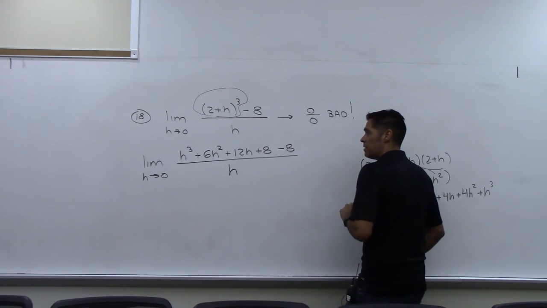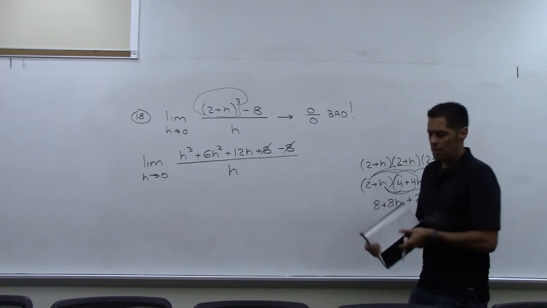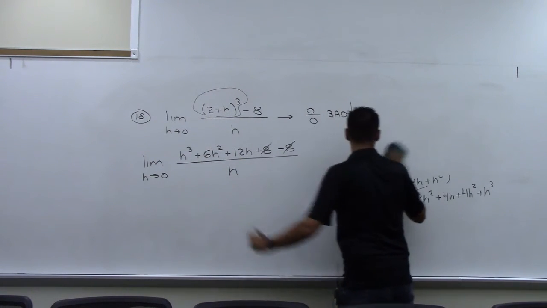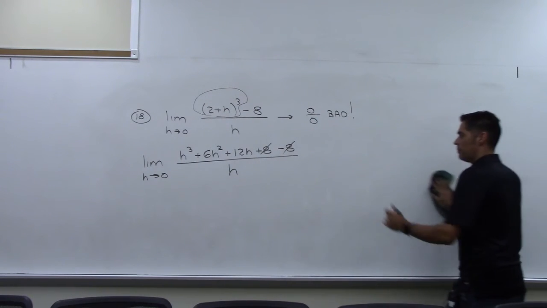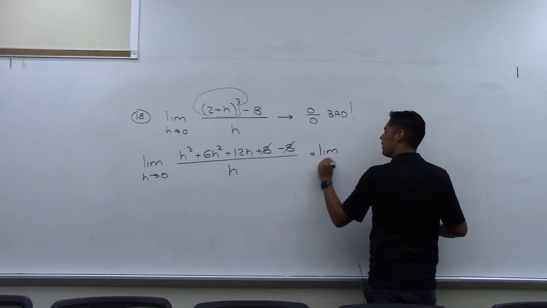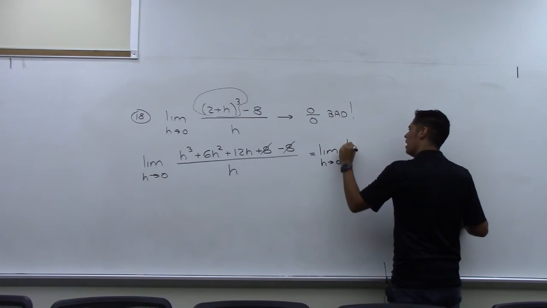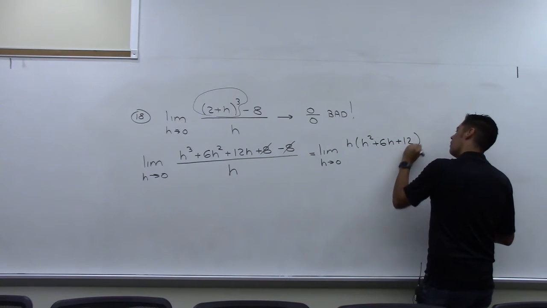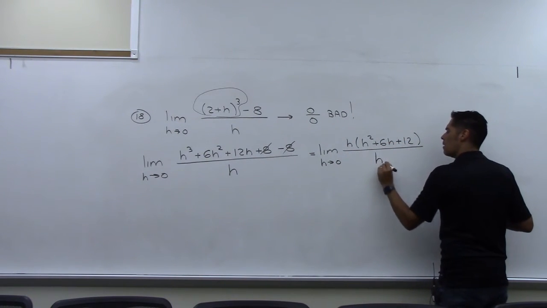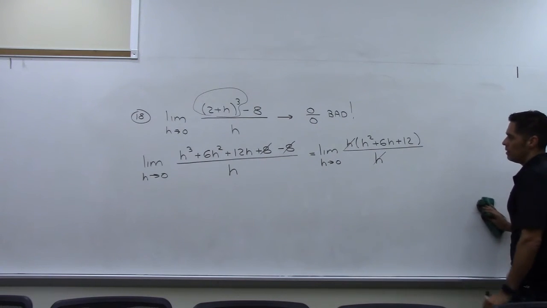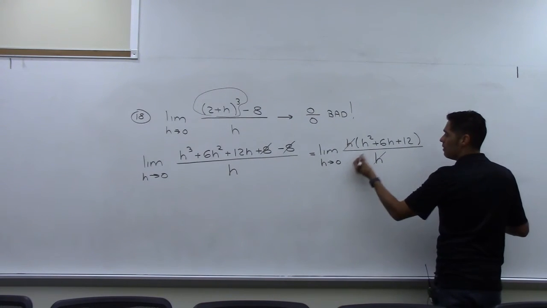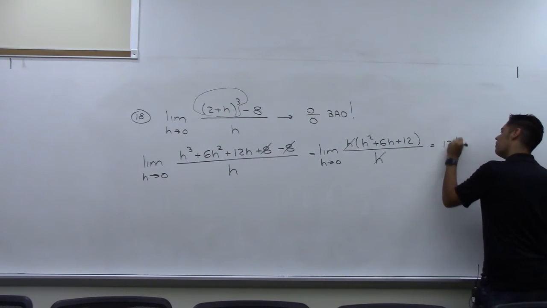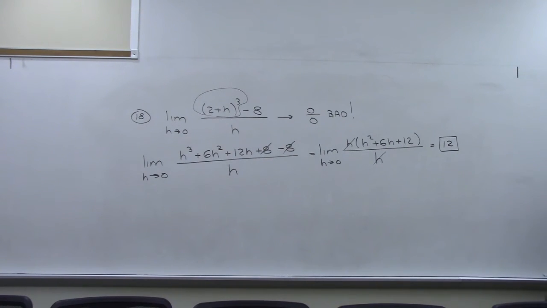All right, good things are about to happen. These 8's cancel. Once those 8's cancel, I notice that everything that's left in the numerator has an h in it. So I can go limit, h goes to 0, pull an h out, cancel the h. And now, since those are gone, let h go to 0. If that's 0, it's gone. 6 times 0, it's gone. All you're left with is the 12. That's it.